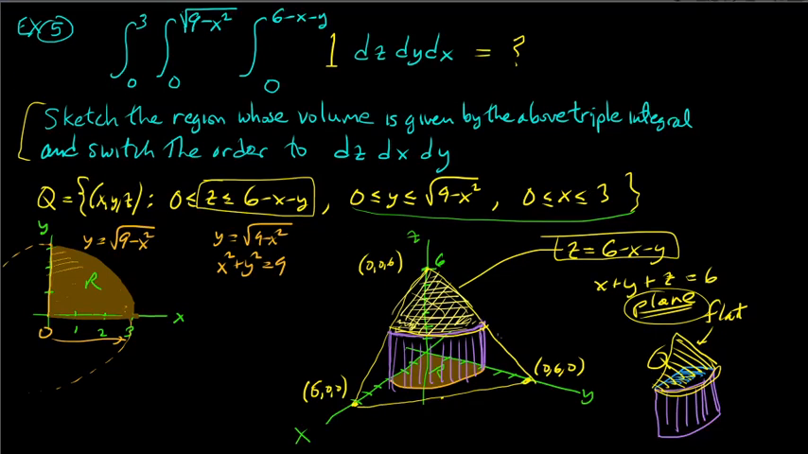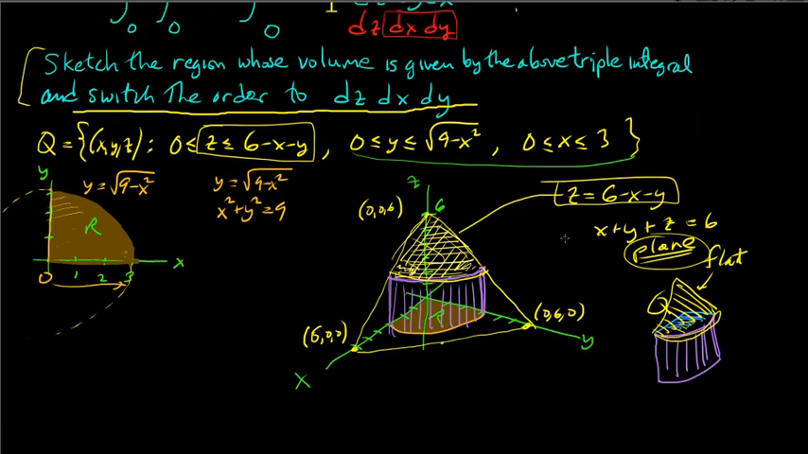So that's only part of the problem. Right now we have to switch the order of the integration, right? So what we're given is dz dy dx. We want dz dx dy. And this shouldn't be that bad because you're just switching x and y. You're leaving z alone, right?